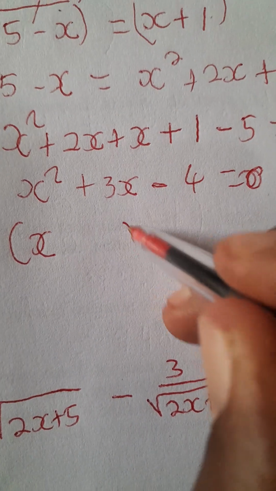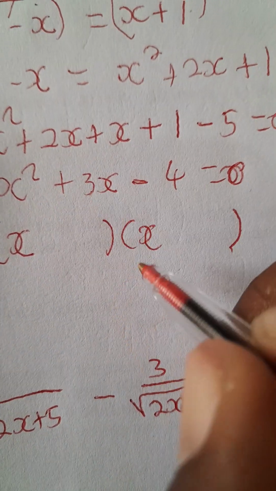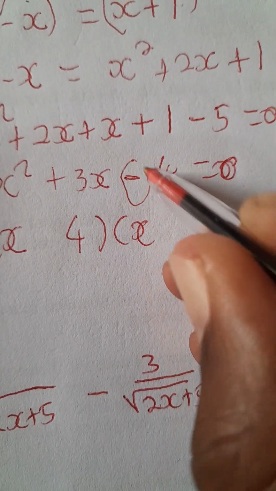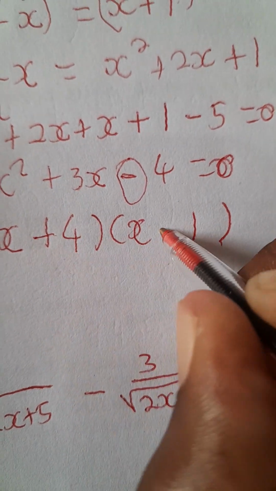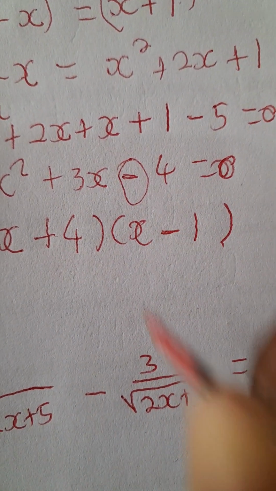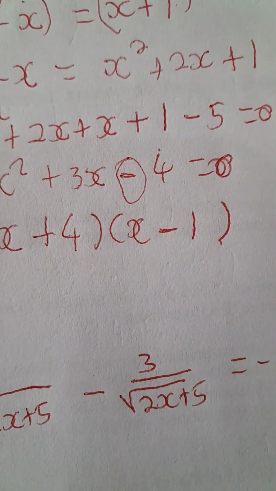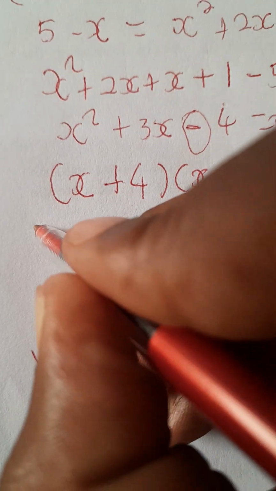Factors of x squared, it's x and x. Factors of 4 that give us 3, it's 4 and 1. What about the signs? The last term is negative, so the signs will be different. Here we are going to have positive, here you're going to have minus 1, right? 4 minus 1, that's 3. 4 times negative 1, that's negative 4. 100% correct. Then we have to equate everything to 0.